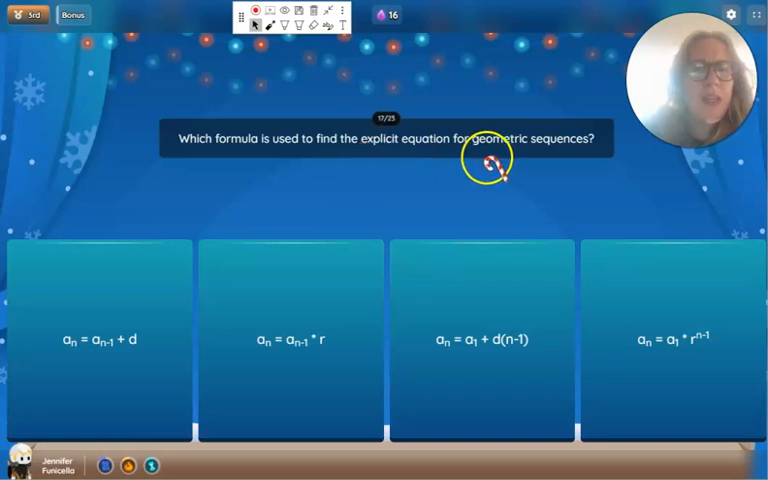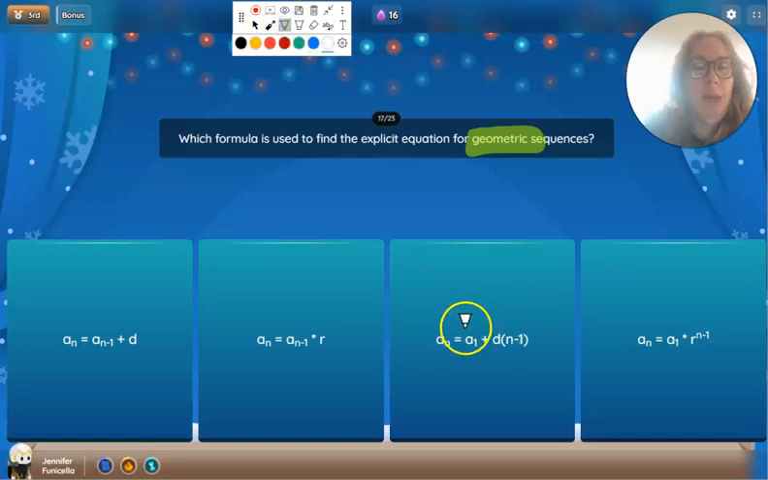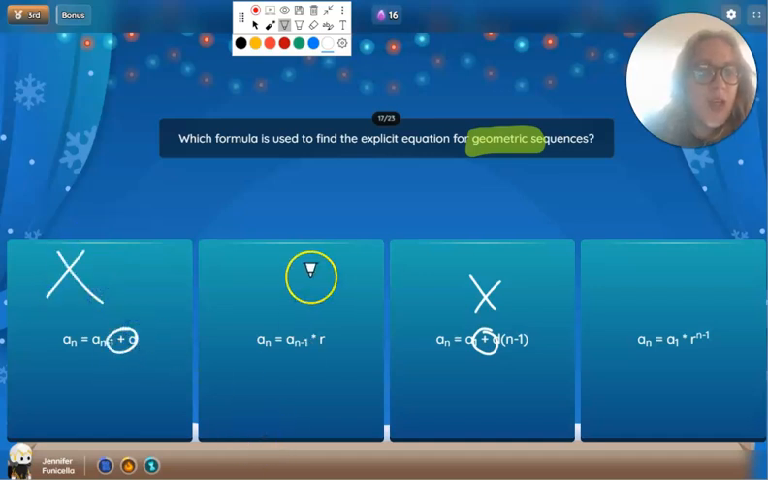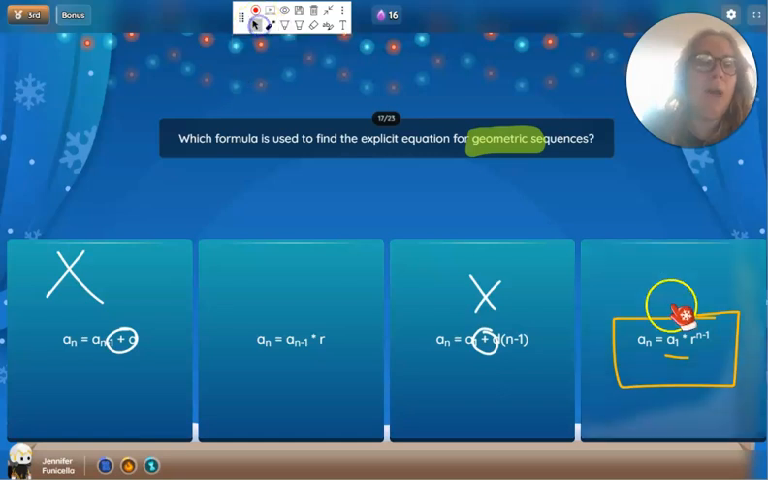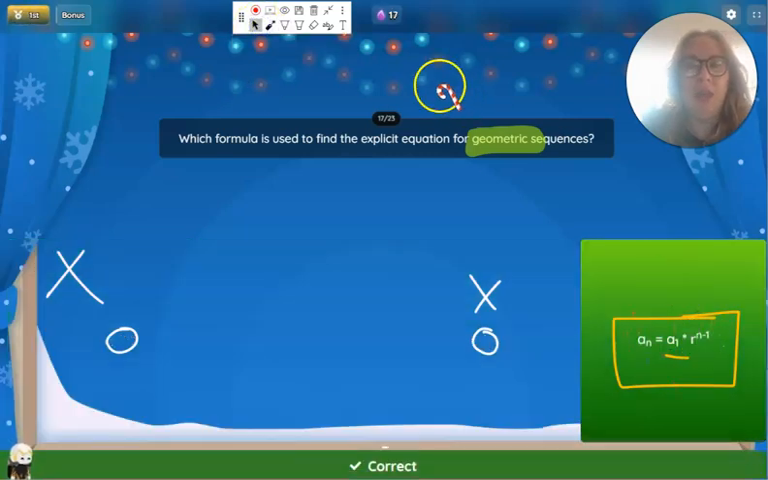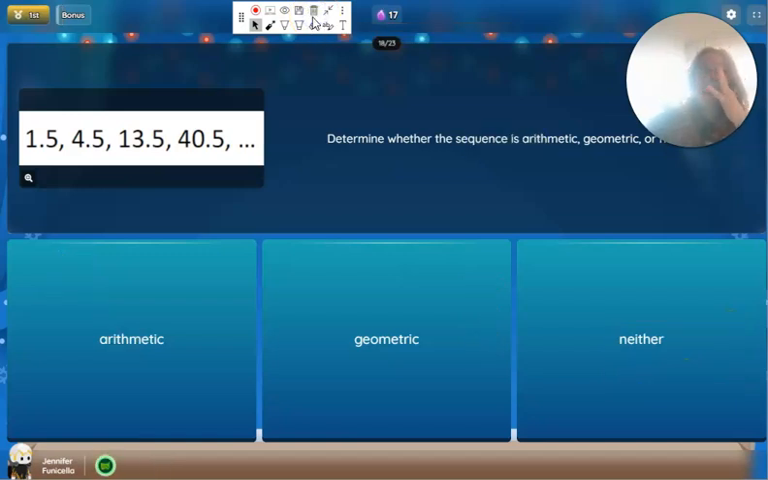Which formula is used to find the explicit equation for geometric sequences? So since it's geometric, right, we're thinking of multiplication or division. So it cannot be this one because that has addition. And it can't be this one because that also has addition. So a sub n, the first thing we put is our first term, a1, and then we multiply it by the common ratio raised to the n minus 1 power. So that's going to be that last option there. Beautiful.